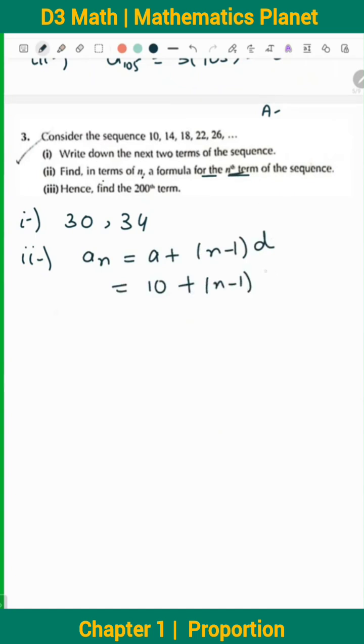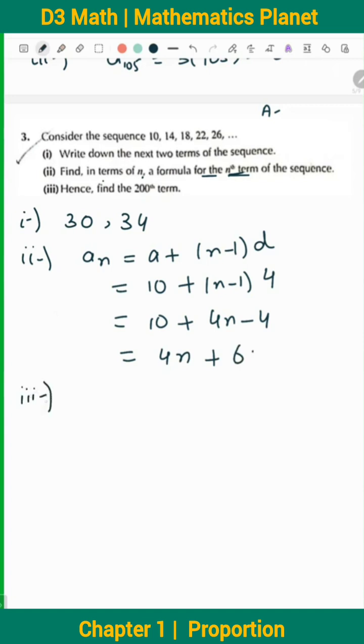And what is the common difference? 4. 14 minus 10 is 4. So 10 plus 4n minus 4. So 10 minus 4 is 6. So the general term is 4n plus 6.